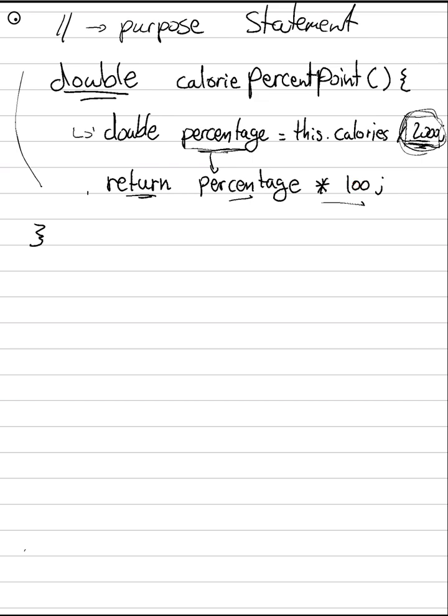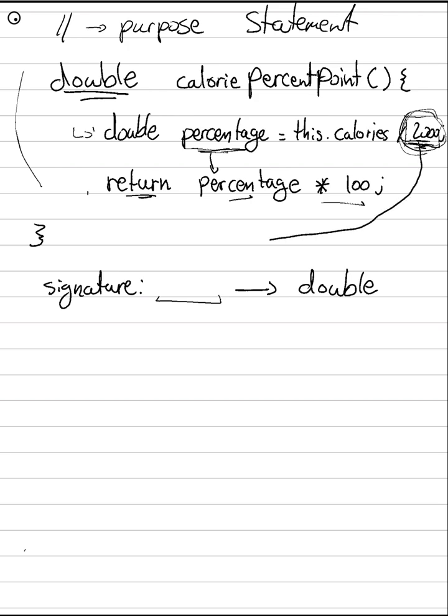Well, remember how in our signature we said the output is going to be a double and the input is nothing? Well, what if we add this as our input? What if we add in the daily calorie as our input so that it can calculate this based on this? How does that sound? Sounds very interesting.